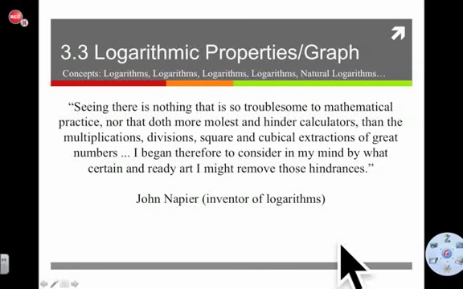All right, welcome everybody to lesson 3.3, the study of logarithmic properties and their graphs.